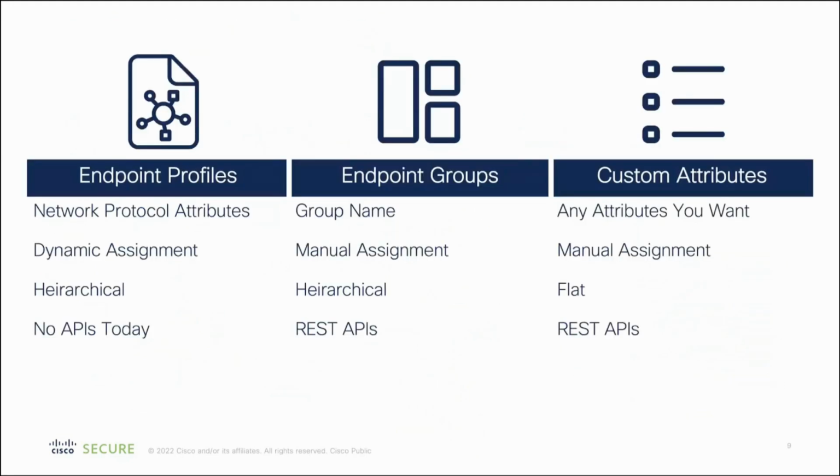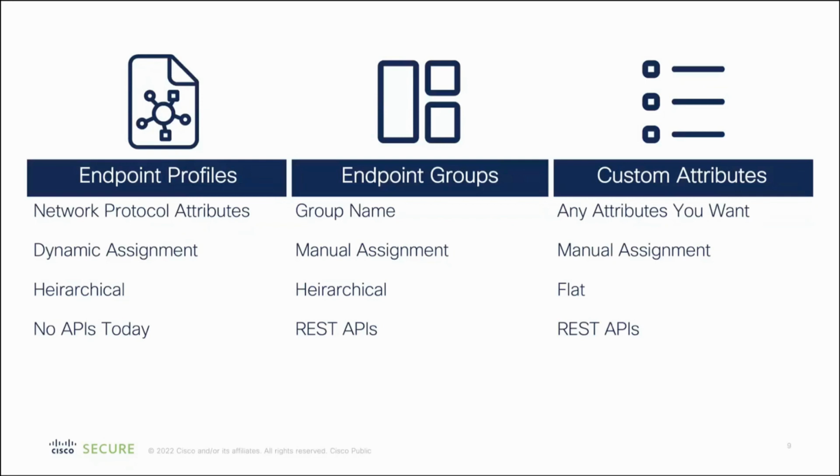And so, one other thing I like to do is basically compare and contrast them with some other similar ways of managing devices in ICE. So one is endpoint profiles. I'm sure many of you are already very familiar with this. The idea here is we take a look at network protocol attributes when an endpoint comes into the network, and we correlate those things together and we assign it a profile dynamically. And we can organize those things hierarchically, but there's really no way to manage them with APIs today.